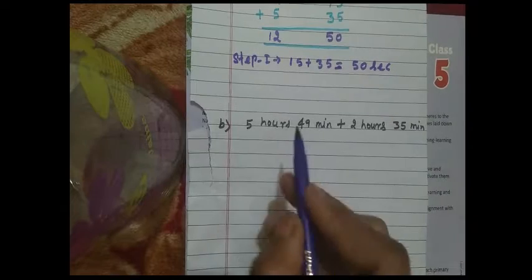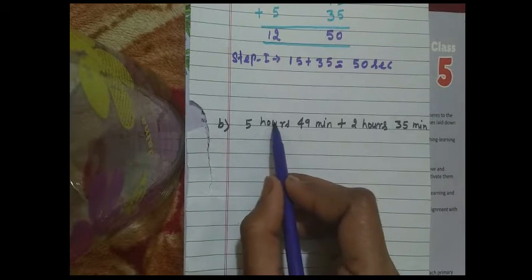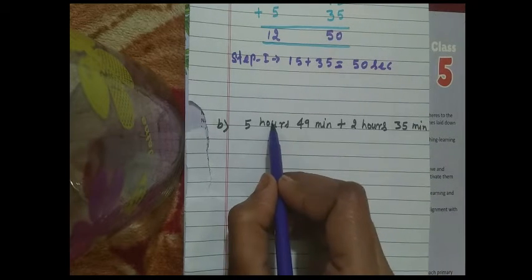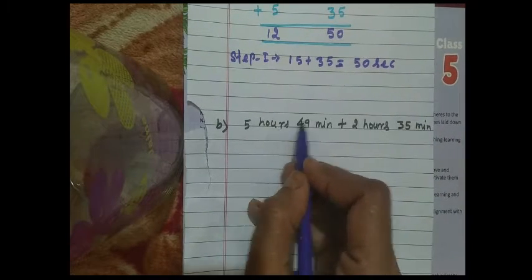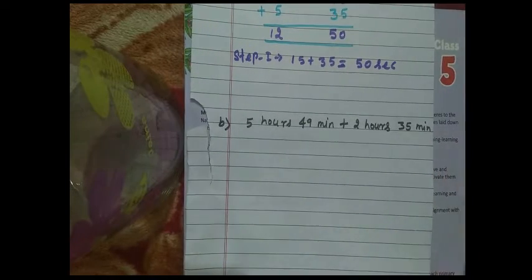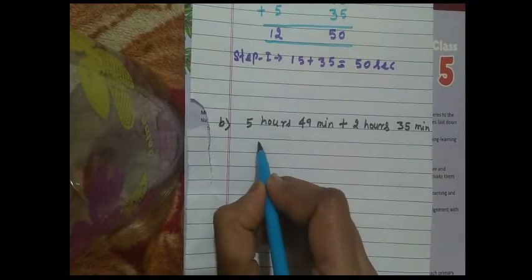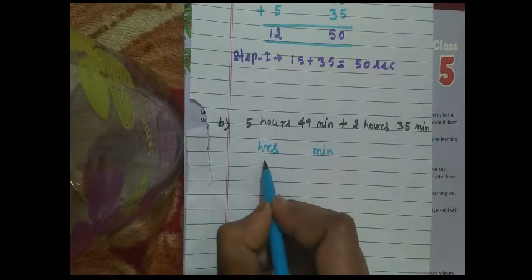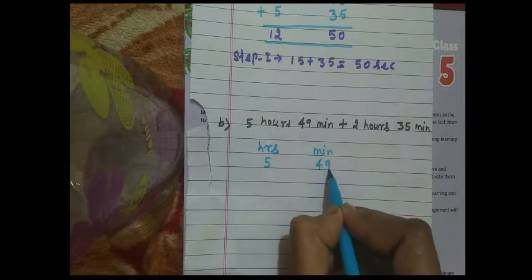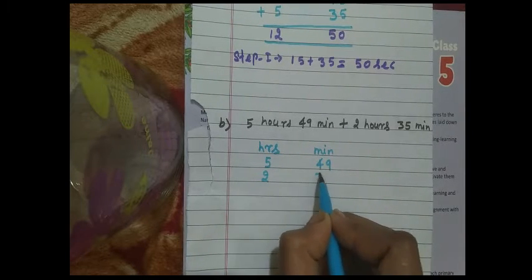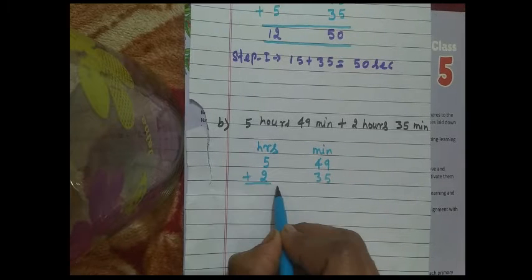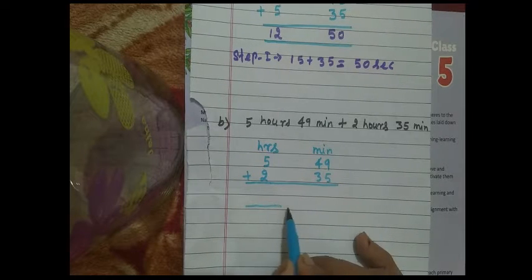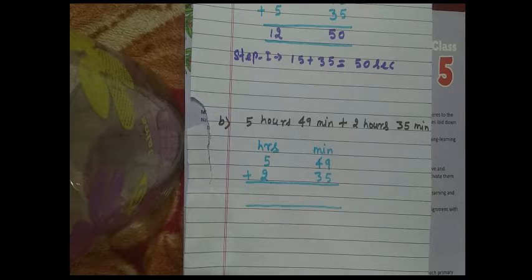Next question. The next question is 5 hours 49 minutes plus 2 hours 35 minutes. We are having two units here, hours and minutes. So first of all, we need to arrange it. Arrange hours, minutes. First value 5 hours, 49 minutes, 2 hours, 35 minutes. Plus, because we are adding, the symbol is the plus sign. So students, we need to add it.